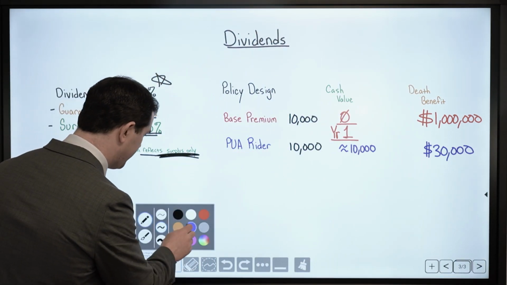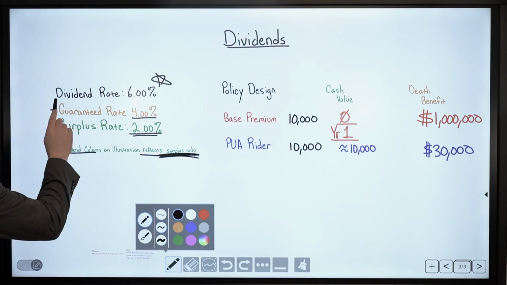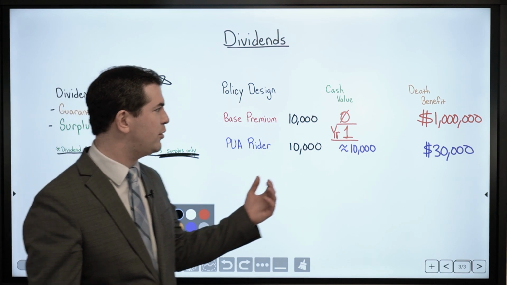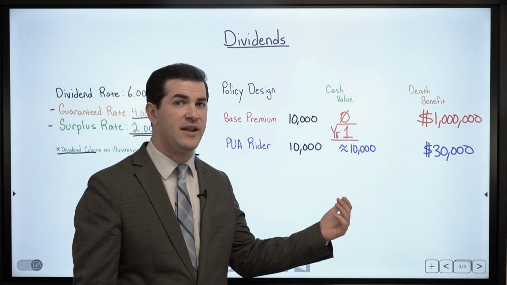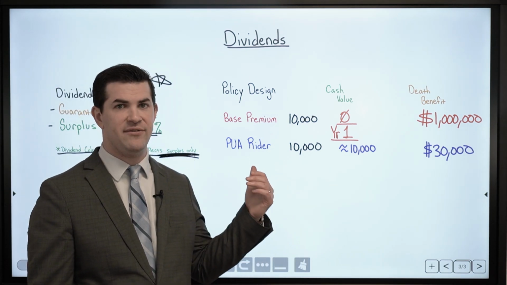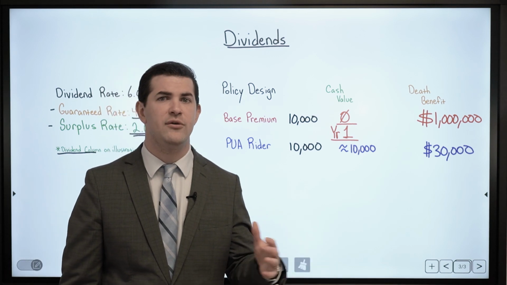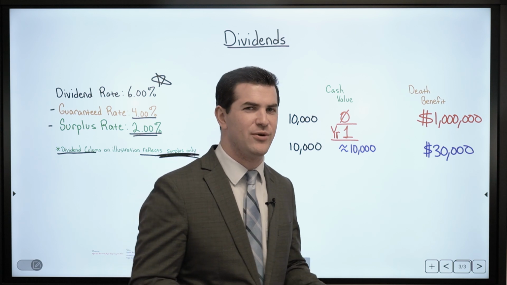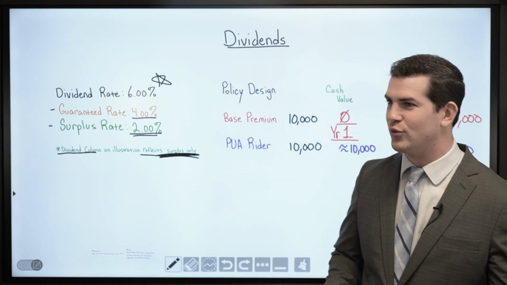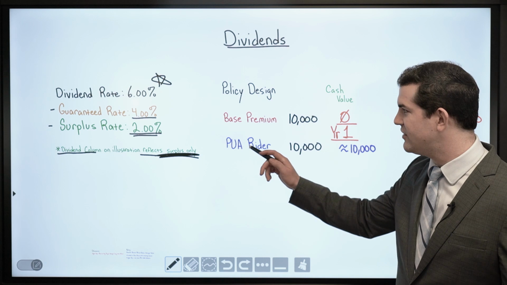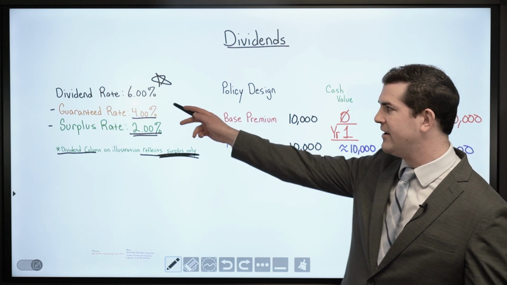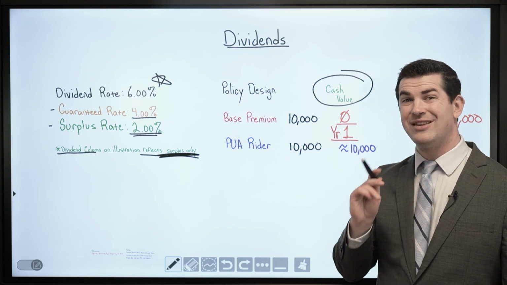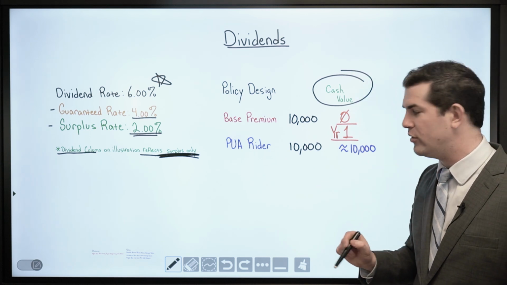Here's what I want to touch on though. Going back to this, the dividend rate of 6%, common sense would tell me, hey, if I just put more money toward the PUA rider, then I start to earn that 6% dividend, or whatever the dividend rate is from the insurance company, on my cash value. Remember that the dividend rate is always a gross rate. That's not my actual internal rate of return. But with that said, common sense would tell me, hey, that dividend should be applied just on my entire cash value, which is not the case with a whole life insurance product.